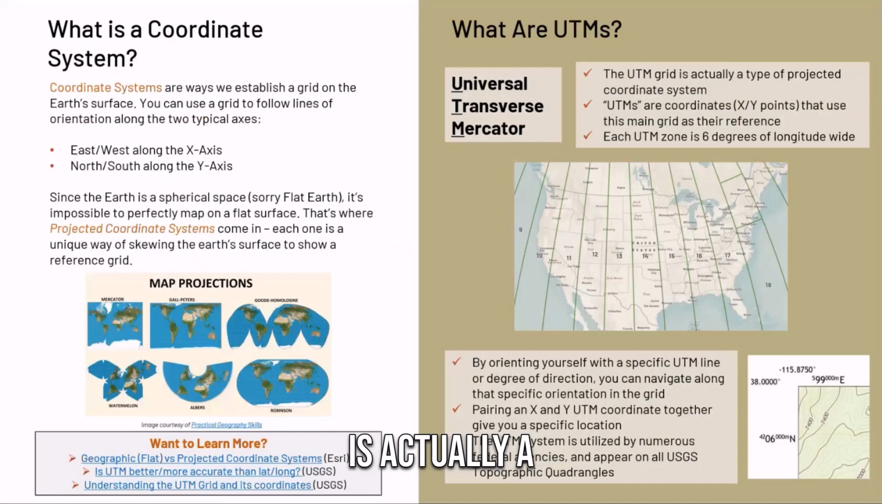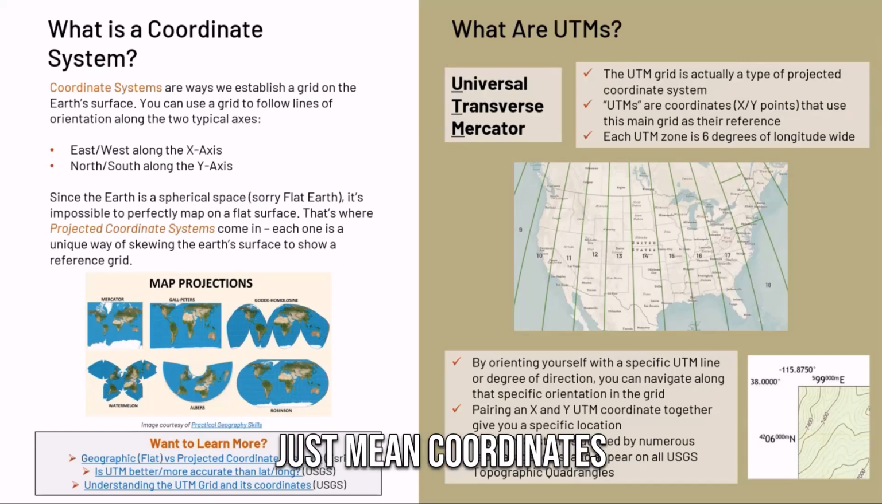UTM is actually a type of projected coordinate system. It stands for Universal Transverse Mercator. We more commonly use UTMs to just mean coordinates, the XY points that we're using. But in reality, it's very specifically XY points that we grab from that specific grid. Here in this picture, this is just focused on the continental US, but the UTM system actually covers the entire globe, and it has, I think, 32 different zones, which are what you're seeing here represented in these boundaries.